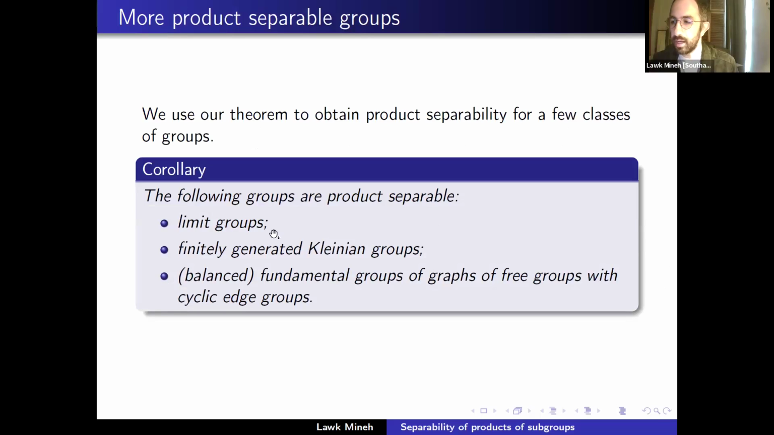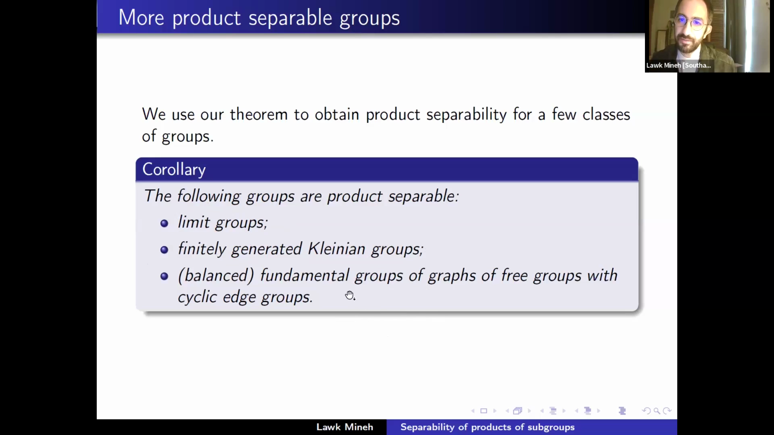Limit groups. These are groups that play a role in the logic of groups in a sense. They've been studied for a long time, but a lot of work on them was done by Zlil Sela and Kharlampovich and Myasnikov. You can think of them as limits of free groups in a certain metric on the space of all groups. And these groups are product separable. We also showed that finitely generated Kleinian groups are separable. These are the finitely generated discrete subgroups of isometries of hyperbolic three-space, and this actually uses some deep results in three-manifold theory to get this. But we have this as well.